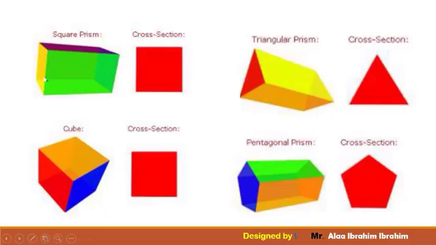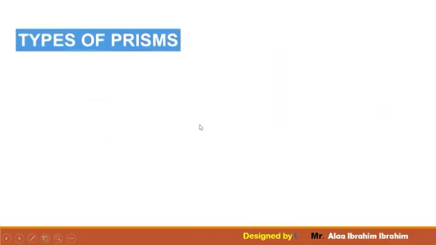If we have a base with a square here, all this is rectangle, yes, but this base is square, this base is square, this base is triangle, this base is pentagon. So according to the base, we make parallel cross sections that will be the same as the base. Now we're going to something else.